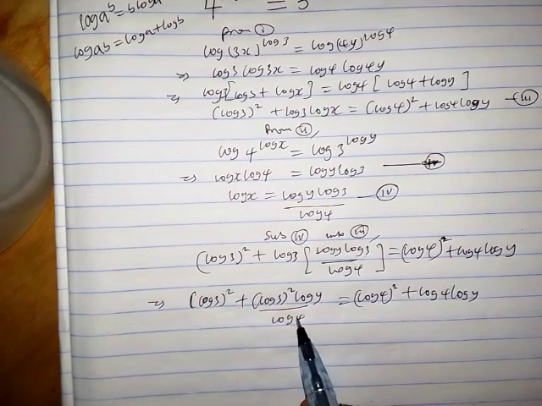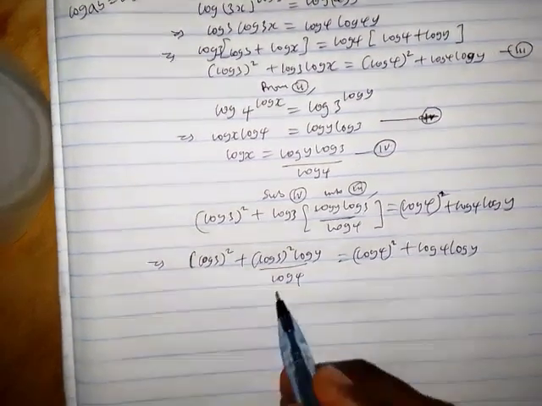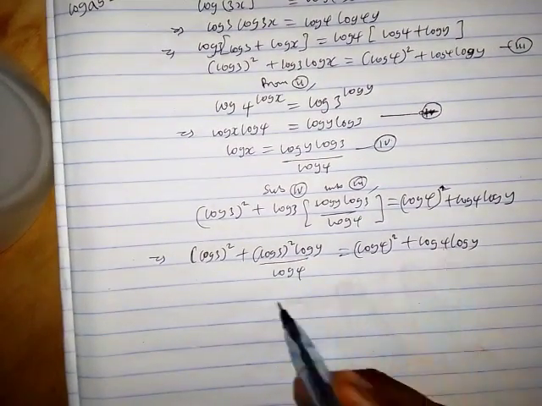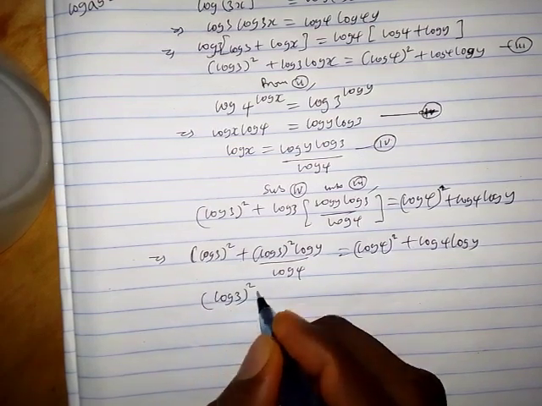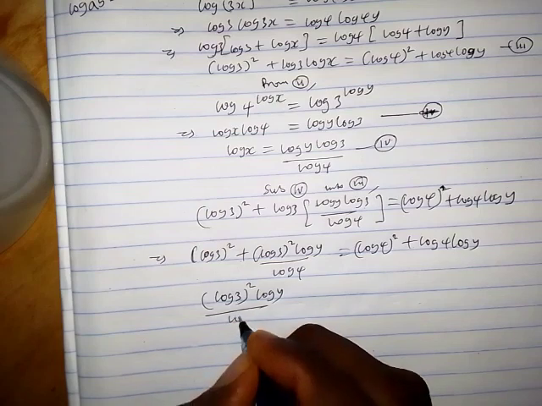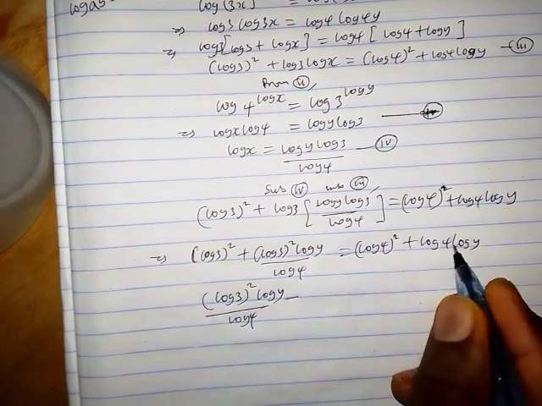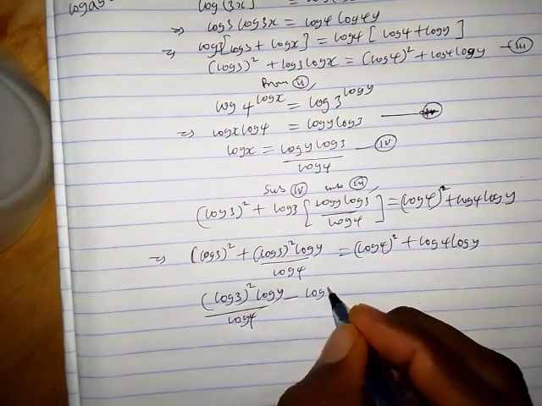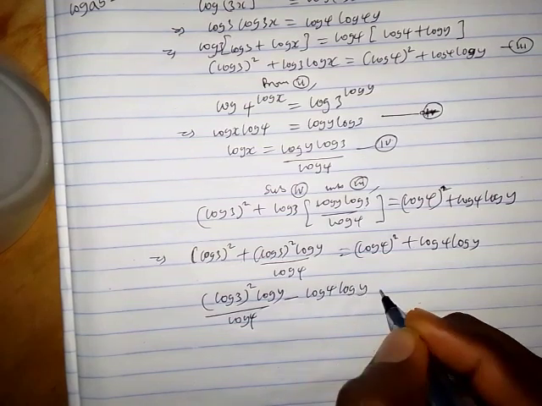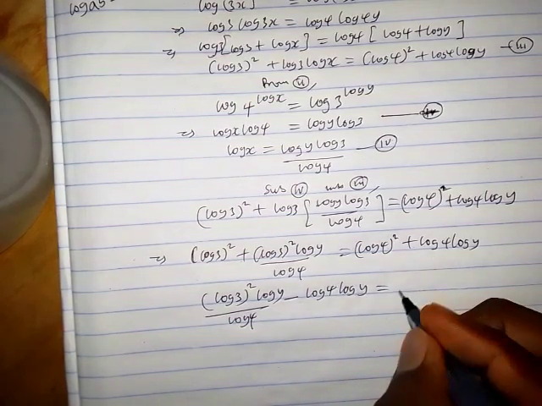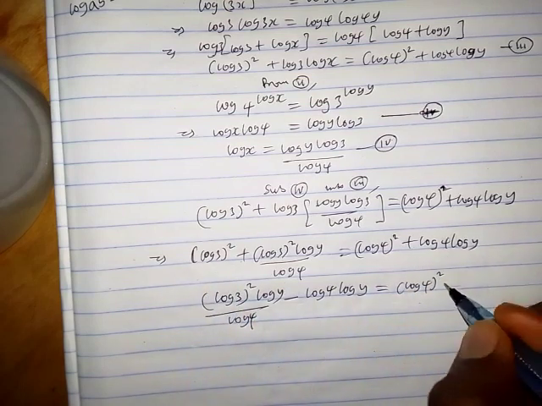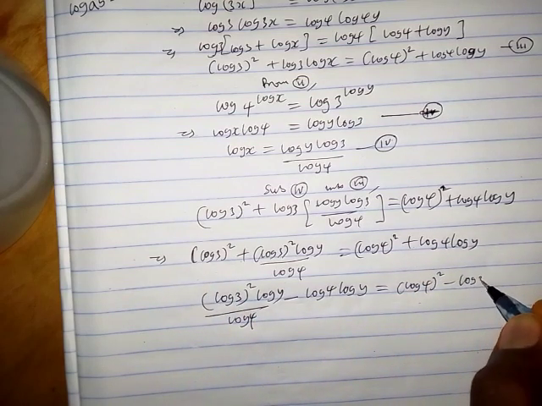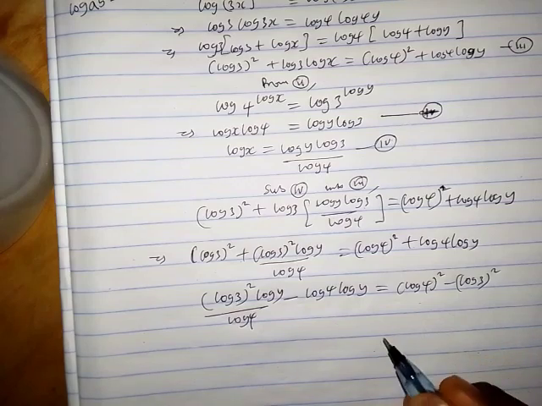So we are going to isolate the common terms. We have log y here, we have log y here. Let's put it on the left side. So we have log 3 all square log y over log 4 minus, when this comes to the left, log 4 log y equals log 4 all square. When this comes to the right, we have minus log 3 all square.